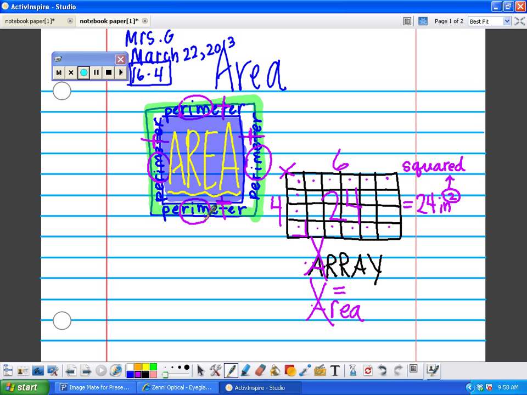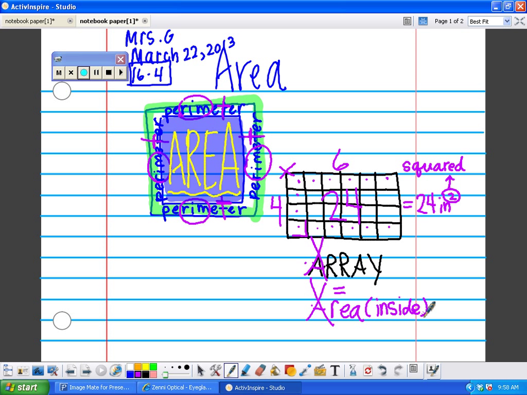What's the difference between the two, Keegan? Area is the place inside the perimeter. The area is the inside. You're right. Let's write that. The area is the inside. And he said the perimeter is the outside. Good. That's exactly. They're opposite, aren't they? Okay, what else is different?